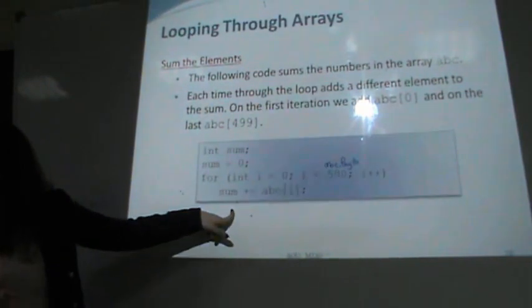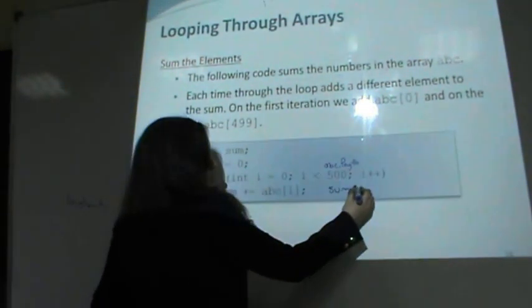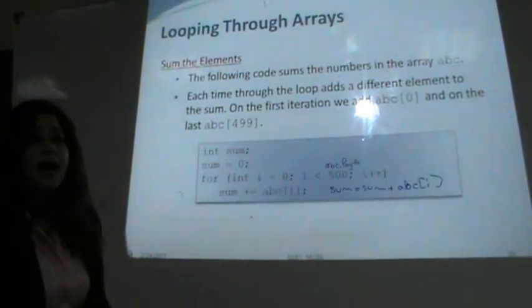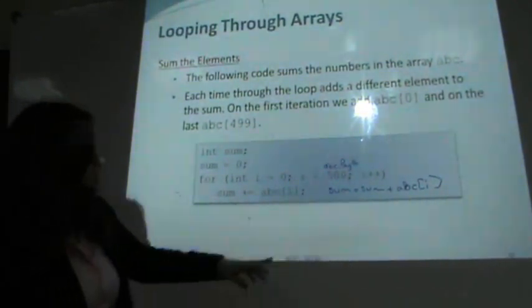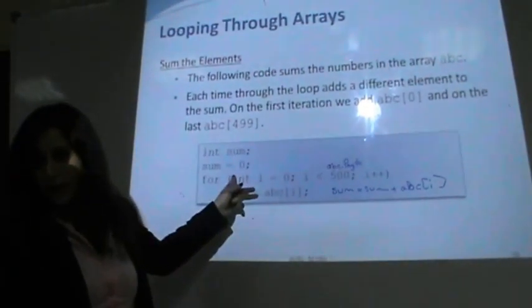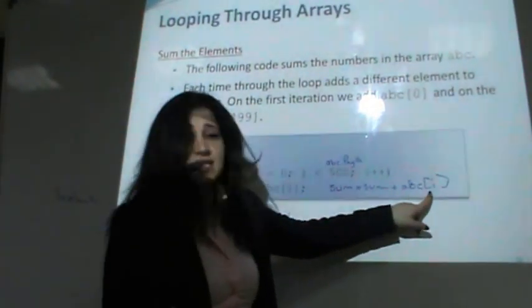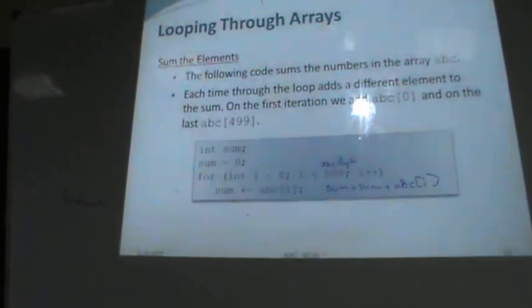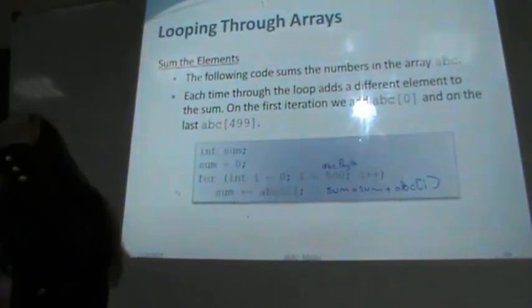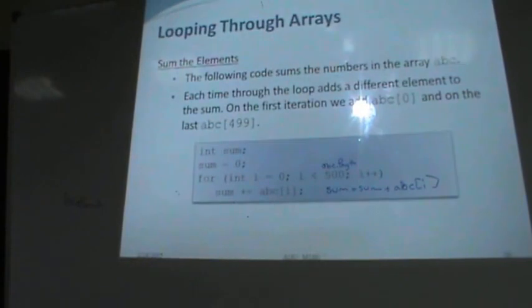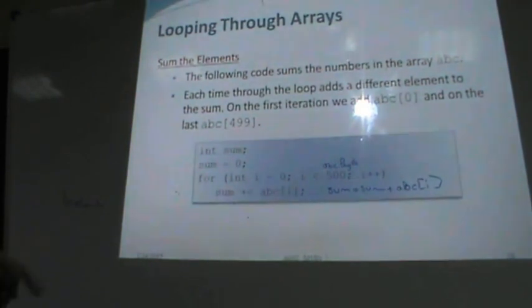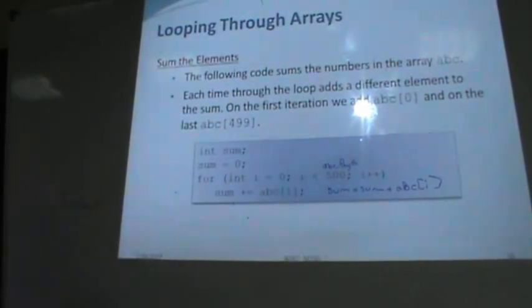What does this mean? Sum equals sum plus ABC of i. First, i equals 0: sum, which is 0 initially, equals 0 plus the value at index 0. For the next step, i equals 1, then sum equals the previous sum plus ABC of 1, plus ABC of 2, plus ABC of 3, and so on up to index 499.